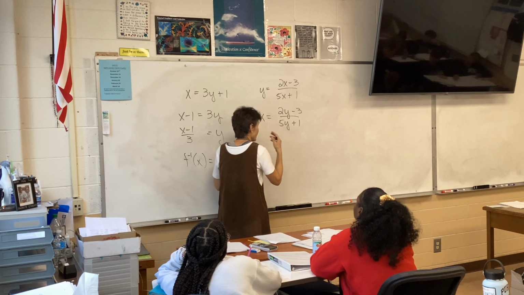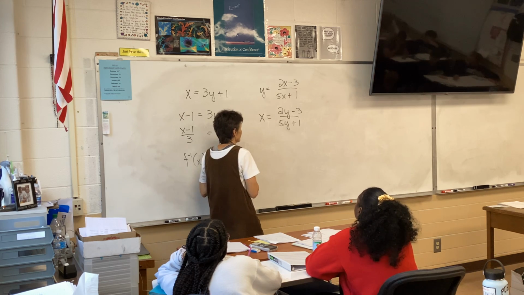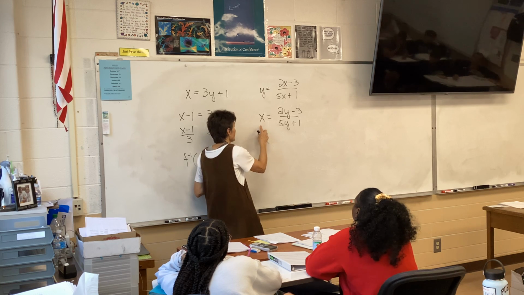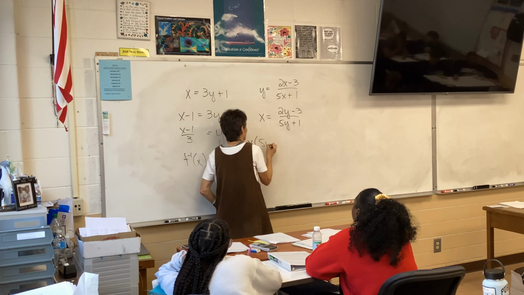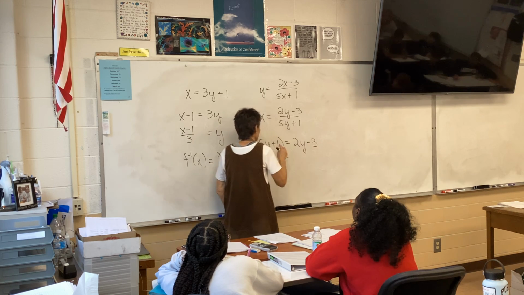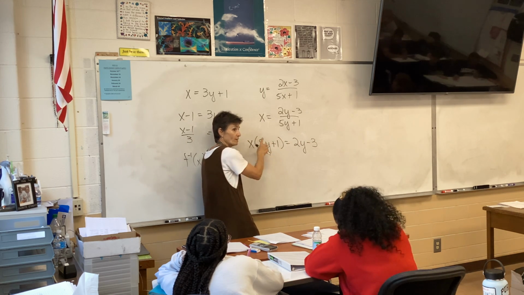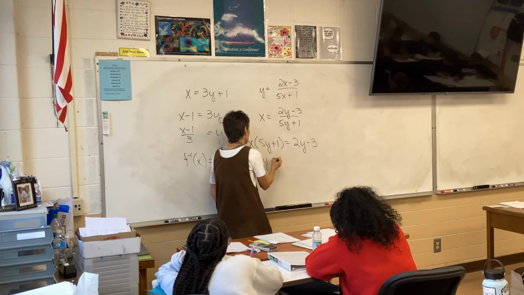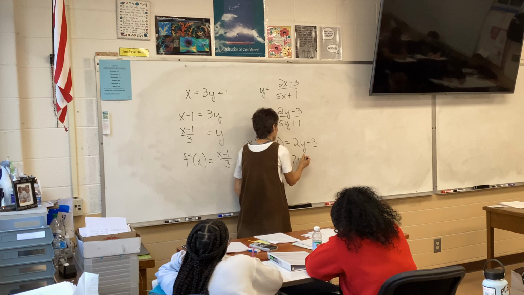Jake, what were you saying? How do I start this? Get this guy over here. In other words, get rid of the fraction. Now, do keep in mind that when you do that, this becomes a distributive over here. So I'm going to have 5xy plus x equal to 2y minus 3.